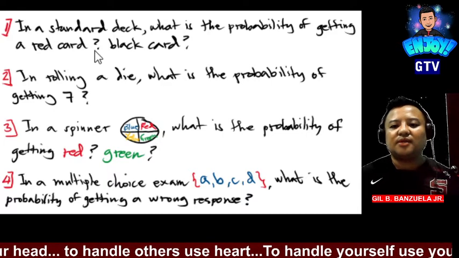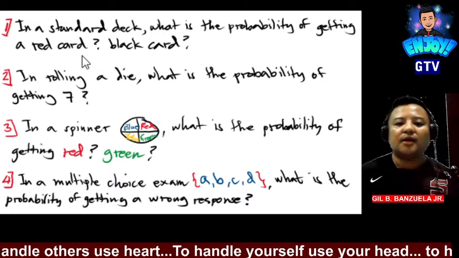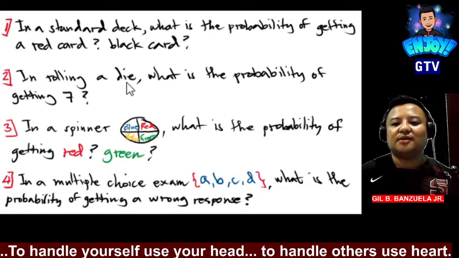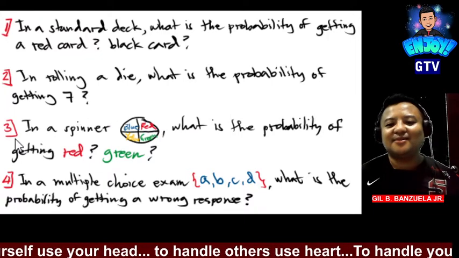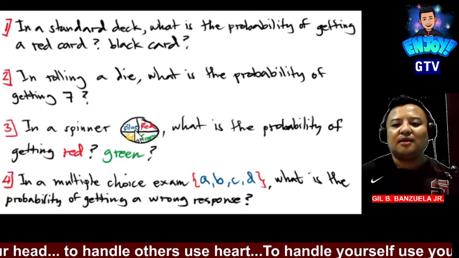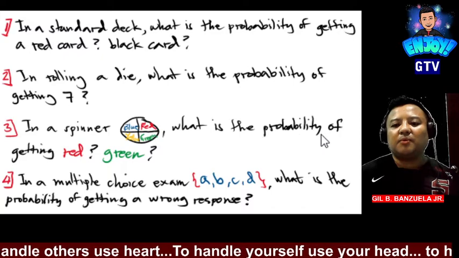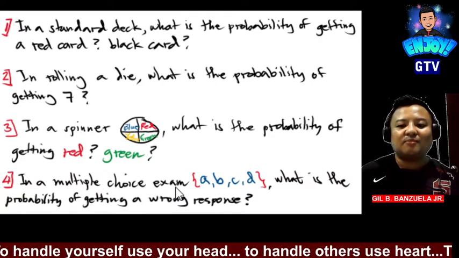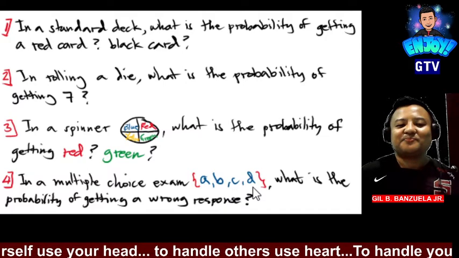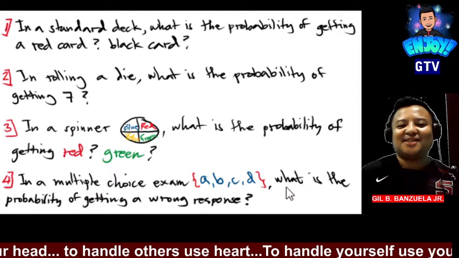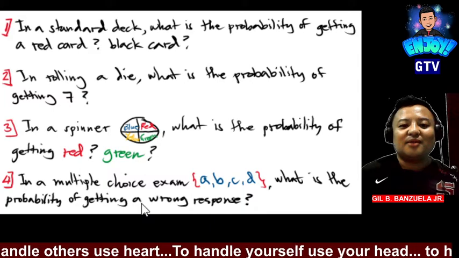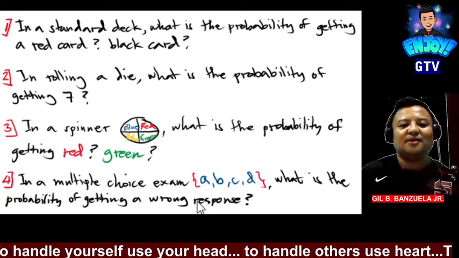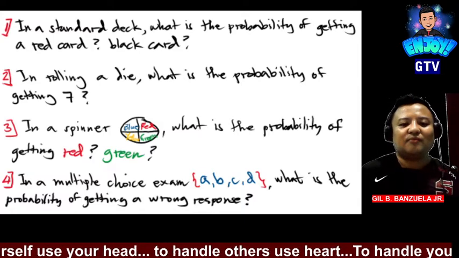Ayan. For number 1, in a standard deck of cards, what is the probability of getting a red card? How about a black card? For number 2, in rolling a regular 6-sided die, what is the probability of getting a 7? For number 3, in a spinner containing blue, red, yellow, and green, what is the probability of getting a red? How about a green? And for number 4, in a multiple choice exam which contains A, B, C, D, the periodical test, ayan, medyo na-miss natin yan. What is the probability of getting a wrong response? Kapag nanghula daw tayo, what is the probability of getting a wrong answer? Ayan. So, please pause the video for 20 minutes and play for the answer.